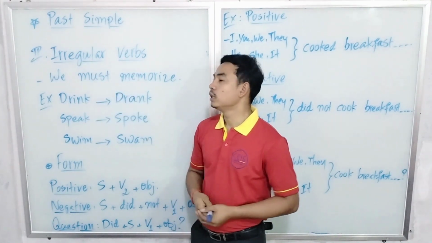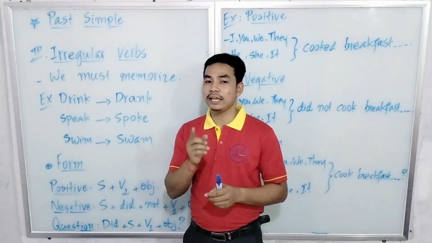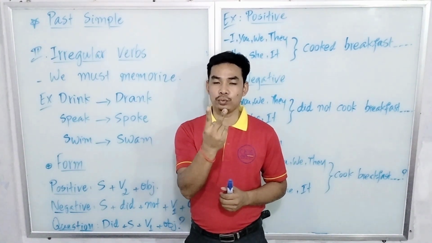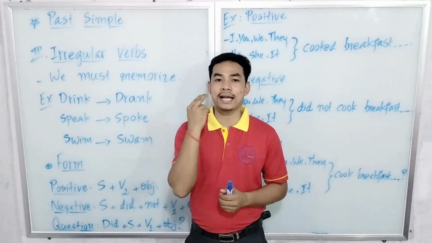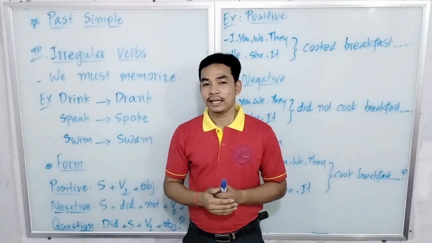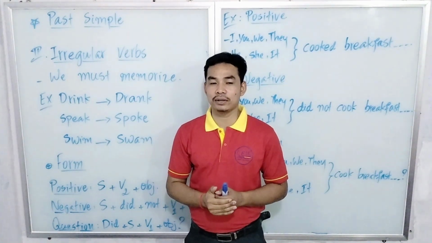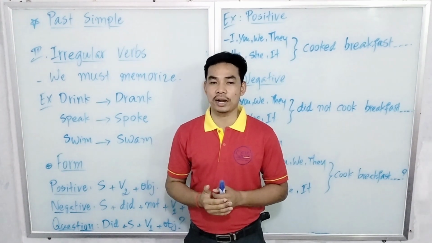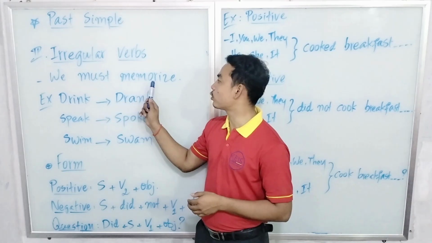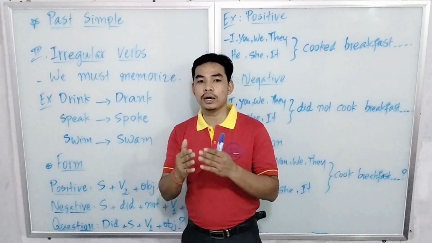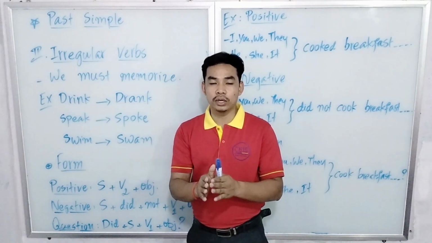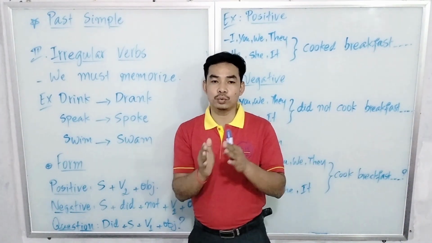Irregular verbs. So again, if we talk about past simple, we need to know about the verb. For the verb, there are two ways. The first one is adding -ed, and the last one is the way to memorize. So look at this. We must memorize. Here it refers to a verb that is changeable. It changes from one verb to another verb, verb 1 to verb 2.